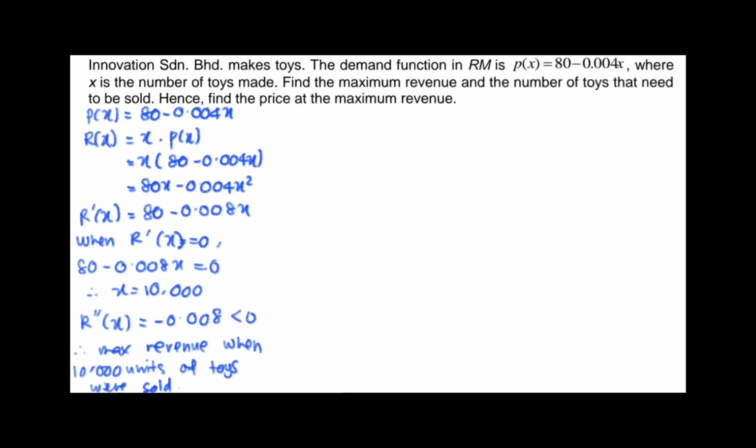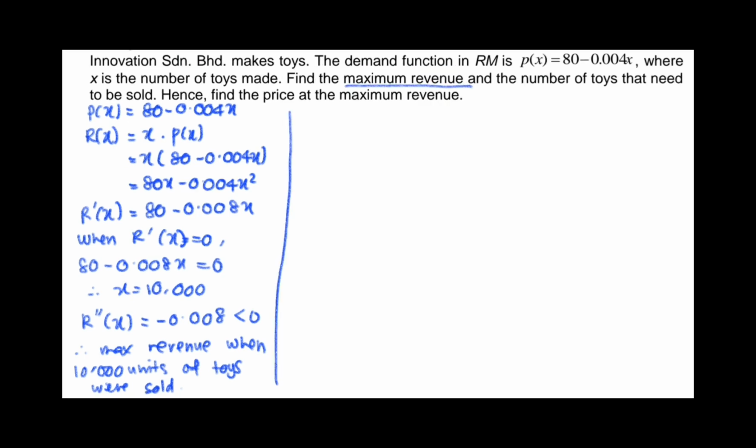And then the question asks, what is the maximum revenue? The maximum revenue is when x equal to 10,000. So we have to find R when x equal to 10,000. So we substitute into the revenue function. So 80 times 10,000 minus 0.004 times 10,000 squared. So the answer will be RM 400,000. So the maximum revenue is 400,000 ringgit.